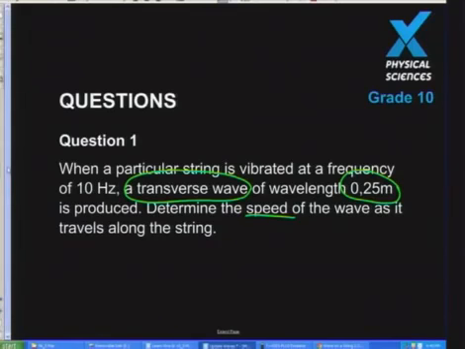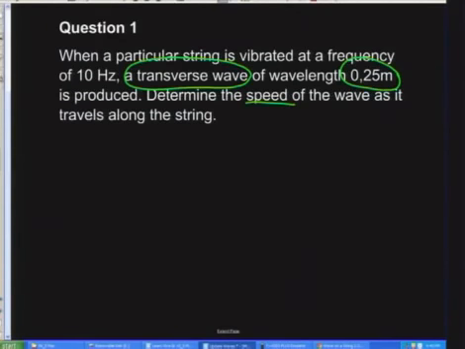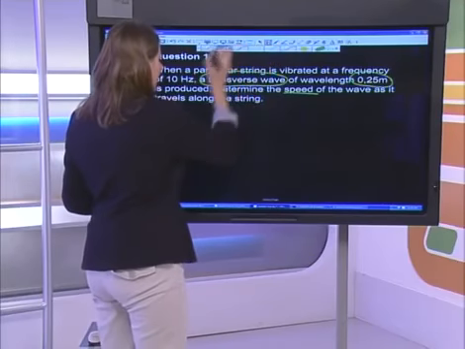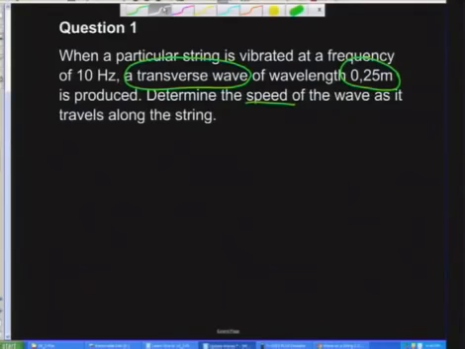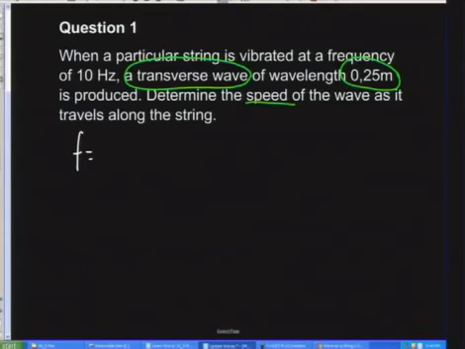Now, I want us to write a list. Whenever you get a question like this, write a list of the values you have. So let's go across and write the frequency is equal to 10 hertz. The wavelength would be lambda. That's not an X, that's a little lambda.